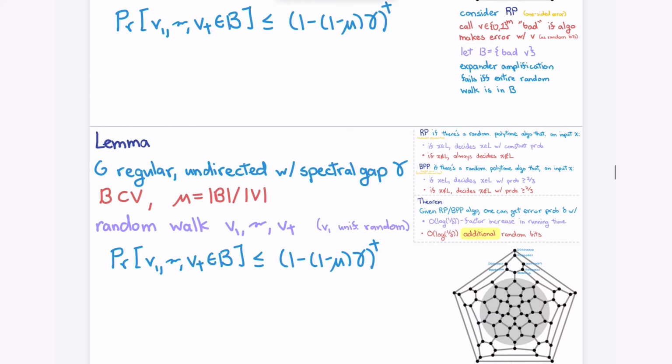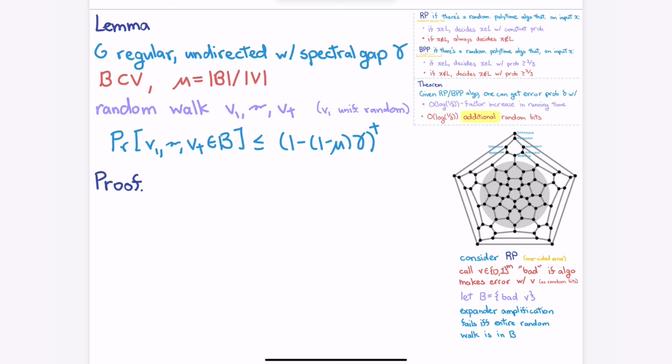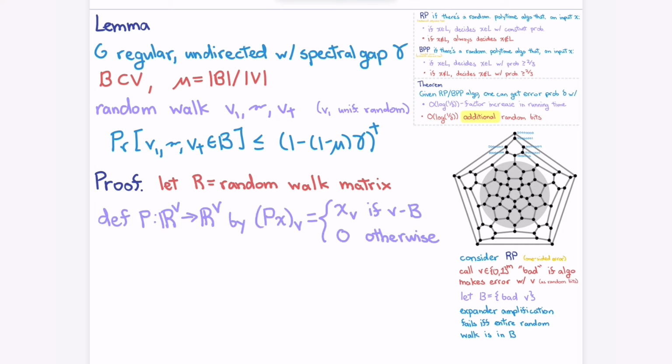So we got to prove this thing. Where should we start? Actually, I don't totally remember. Does anyone have a suggestion? Okay, let's let R be the random walk matrix. And at some level we want to do some kind of spectral analysis of R. It's going to have something to do with eigenvalues.